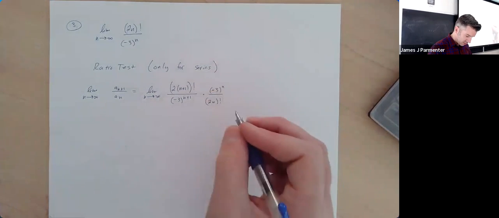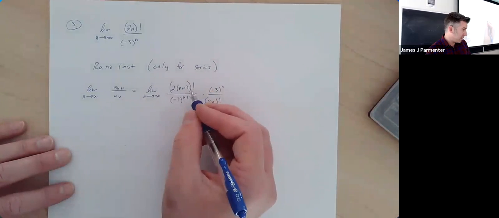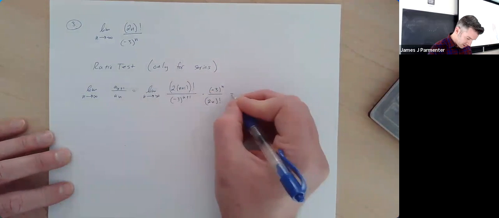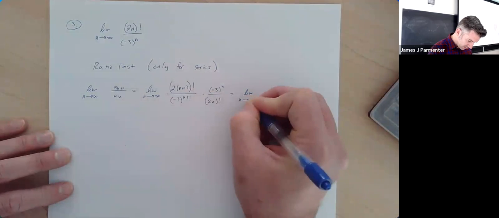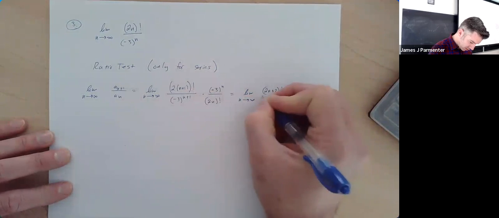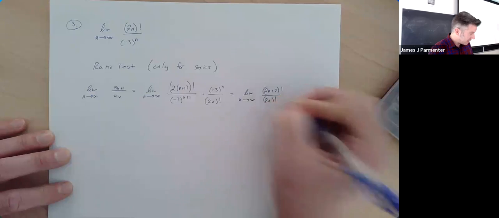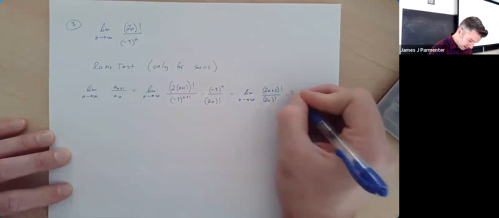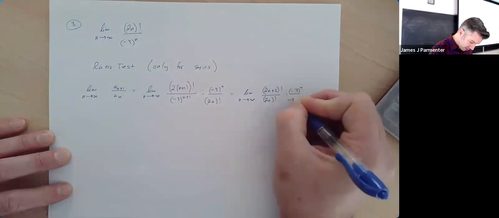We've had some practice with factorials. We know that this is going to be (2n+2)!, and we're going to group things together. So we have the limit as n goes to infinity of (2n+2)! over (2n)!. We have to group the like things together. And then we have (-3)^n over (-3)^(n+1).